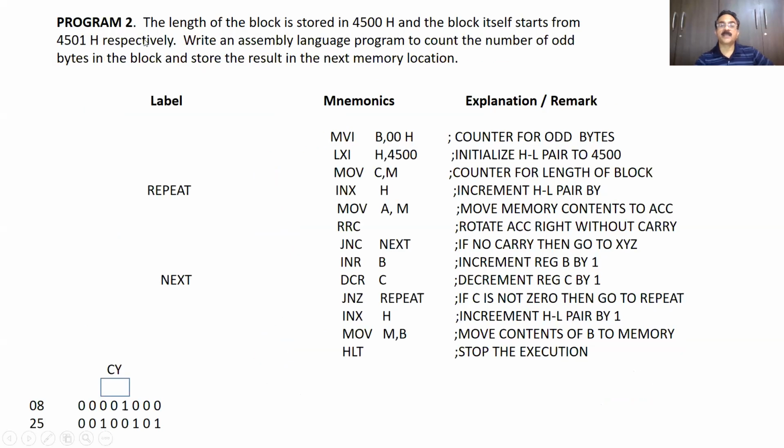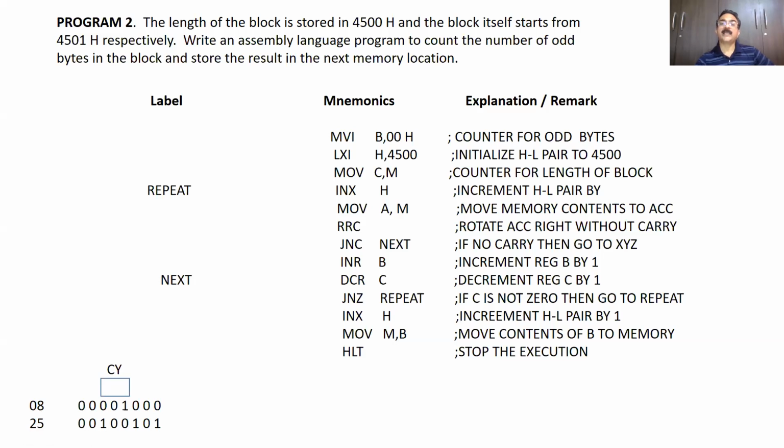Next program, statement here, the length of the block is stored in 4500 and the block itself starts from 4501H respectively. Write an assembly language program to count number of odd bytes in the block and store the result in the next memory location. Now there is a difference between the previous statement and this statement. In this case, the length of block, how many bytes we need to check, is not given in the statement. That length is given in the memory location 4500.